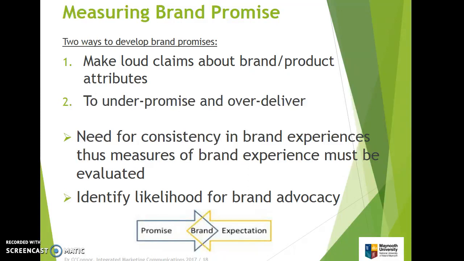from your actual notes. So, 2 ways to develop brand promise. Make loud claims about the brand and product attributes, and to under-promise and over-deliver. So in relation to Moodley Manor, be realistic about what you can achieve, and it's better to actually under-promise something and over-deliver on that as opposed to over-promising and under-delivering.